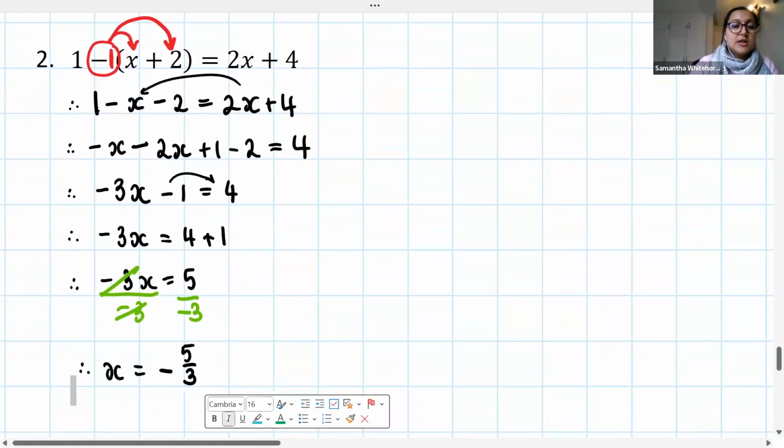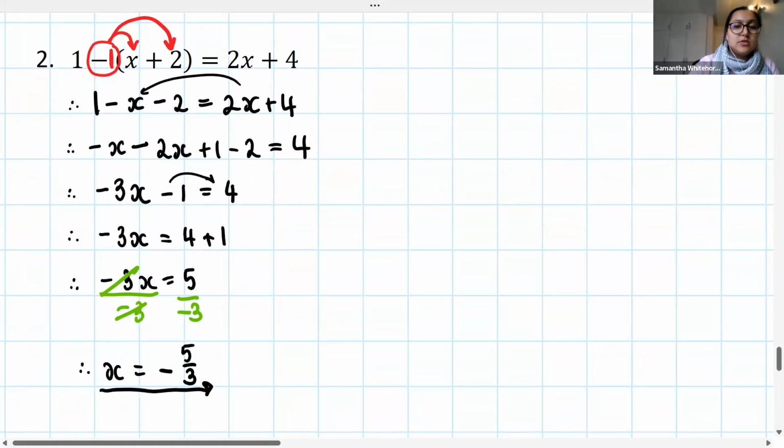And grade 8's, fractions are absolutely fine to get. There is no problem with fractions. Again, double check your answer through substitution. Put it in on your calculator and make sure that your left is equal to the right.